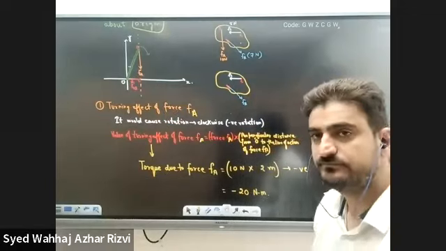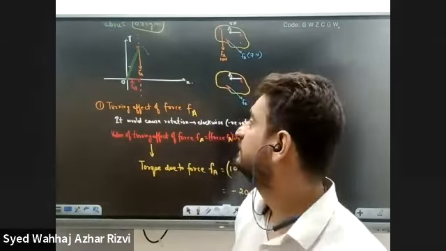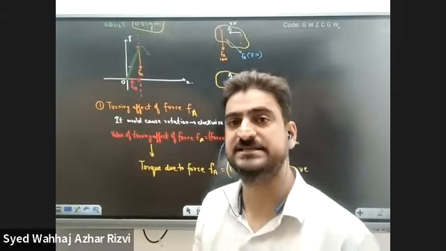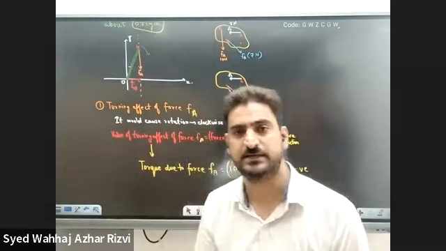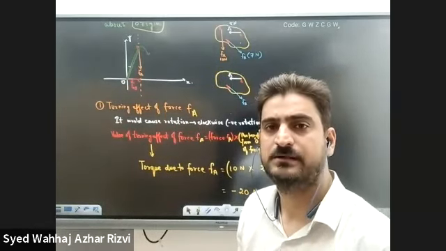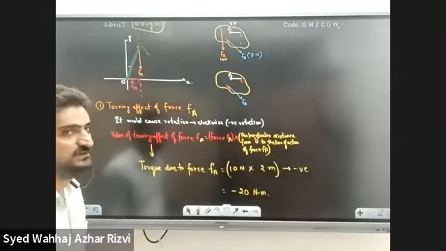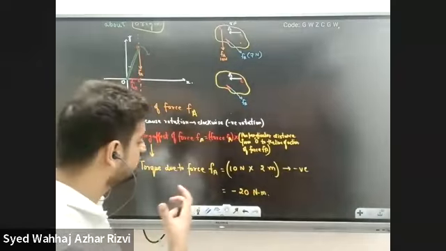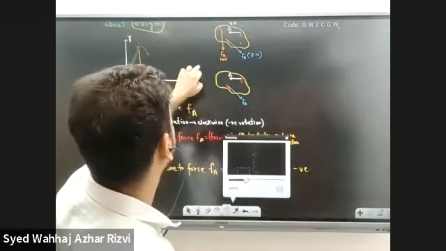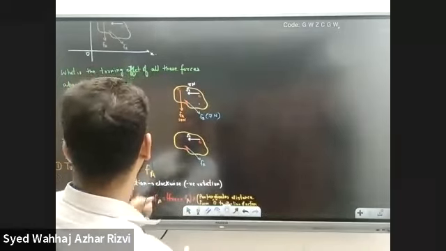Got it? Talha, did you get this idea of what the turning effect of force Fa is? Have you got it? Yes, sir. So how many forces do we have here? We have 3 forces, and out of these 3 forces, we have the turning effect for Fa.